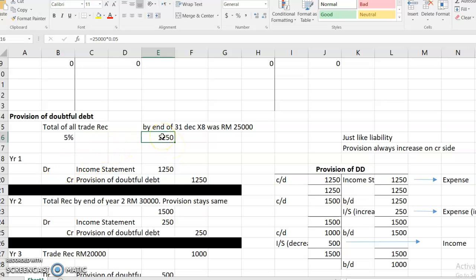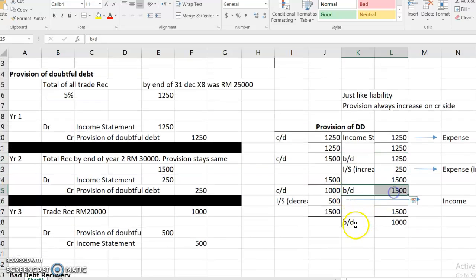And what do we debit and what do we credit? We debit income statement as expense and we credit provision of doubtful debt. So always remember, whenever we have provision it is always credit. Provision always has a balance on credit side. If you see, balance brought down is always on credit side. Even for depreciation, all the provisions are on credit side. So when you transfer the amount into income statement, you will have a balance carried down at the end of year, and then balance brought down next year.